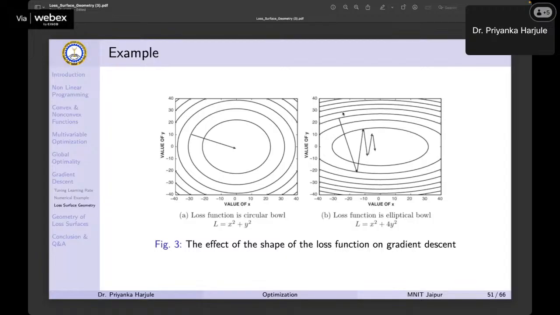Okay, and that is why this zigzagging happens. Because the y direction gradient is more significant, the steps along this direction are also large, but subsequent steps will undo the effect of the previous steps, whereas the progress along the x direction is consistent.